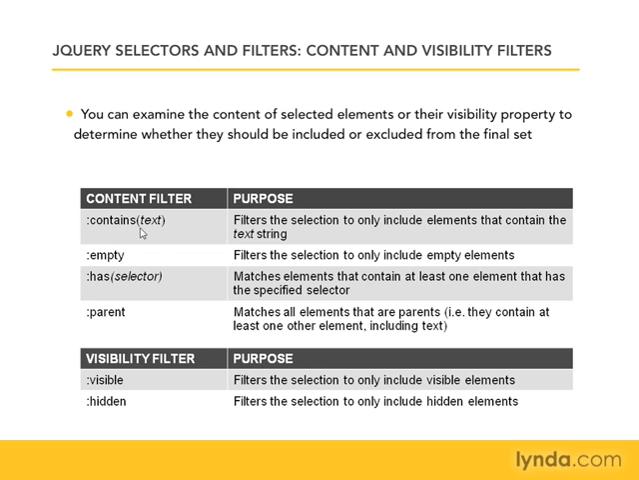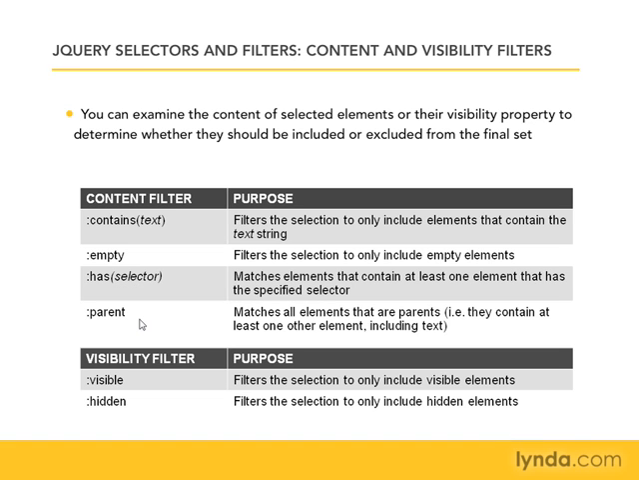There's the contains filter, and you pass it some text. And what will happen here is jQuery will look inside the child elements of the element on the selector to see if they contain this text string anywhere within their content, any of their child elements. The next one, the empty filter, says only include elements in the result set that have no child elements inside them. The next one, the has filter, you pass that a selector, and this will filter elements in the result set that contain at least one element that matches this selector that you give it.